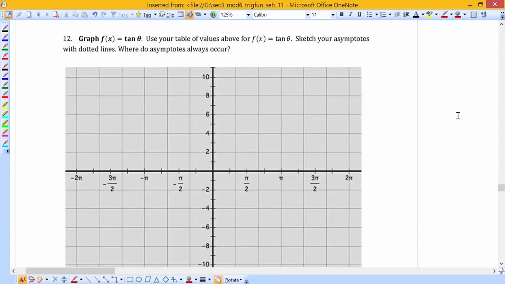If not, I'm not worried about you guys graphing tangent right now. That could be something that we do on Friday or Monday. Or you can ask Mr. Rivas if you really, really want to, if you guys have time.